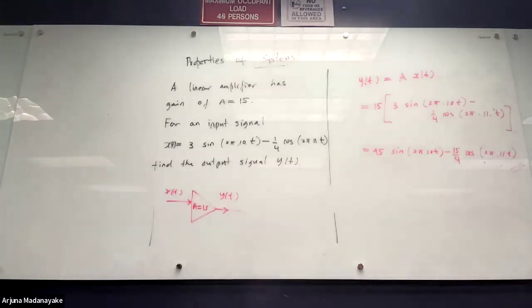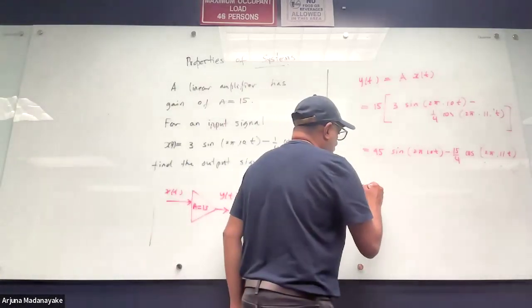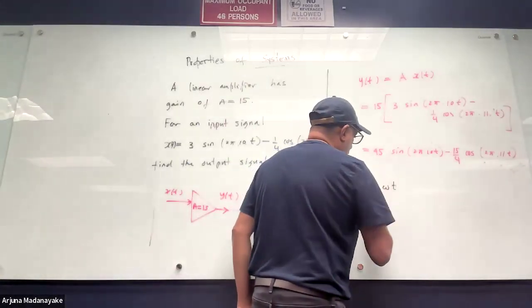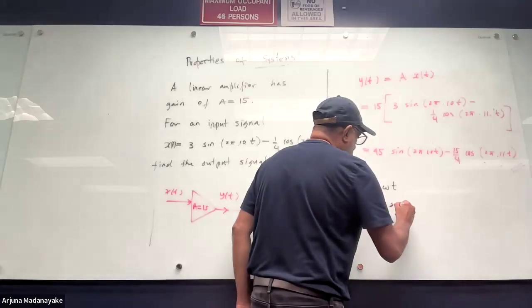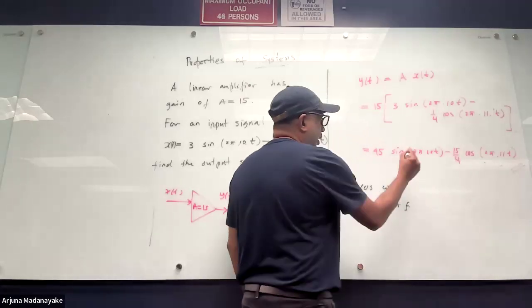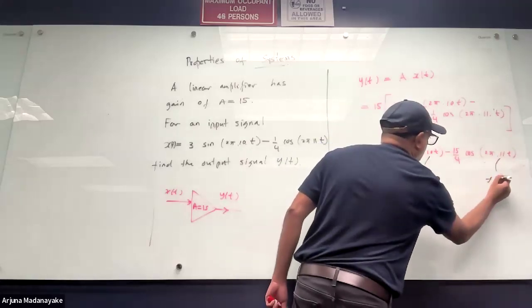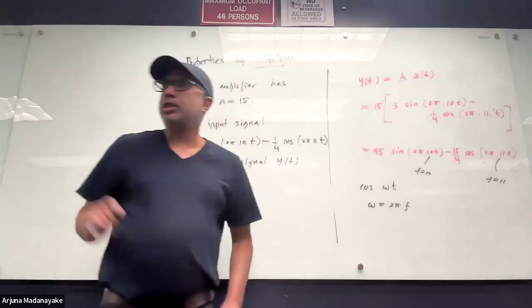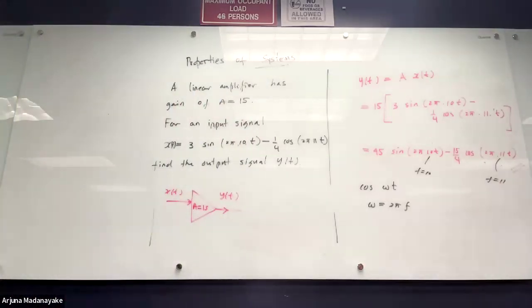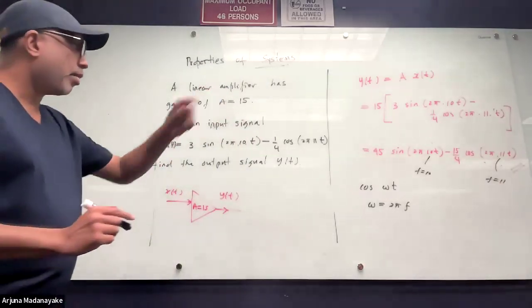Any questions? The cosine waves take the form cos omega t, where omega is equal to 2 pi times f, right? So in this case, f is equal to 10. In this case, f is equal to 11. These are the two frequencies. We convert that into circular frequency and then write the function.